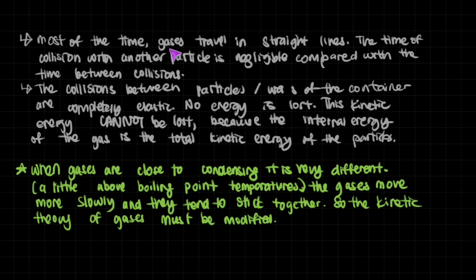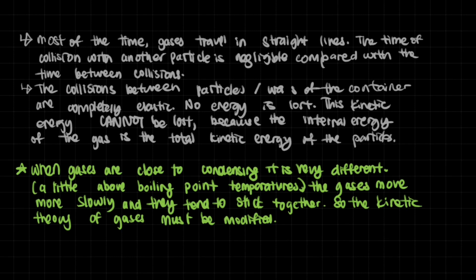Most of the time, the gas particles travel in straight lines. The time of collision with another particle is negligible compared with the time between collisions. The time that they spend in contact with each other, or in contact with the walls, is very, very small because it's a collision after all, and also they travel in between collisions for so long that the collision time isn't significant.